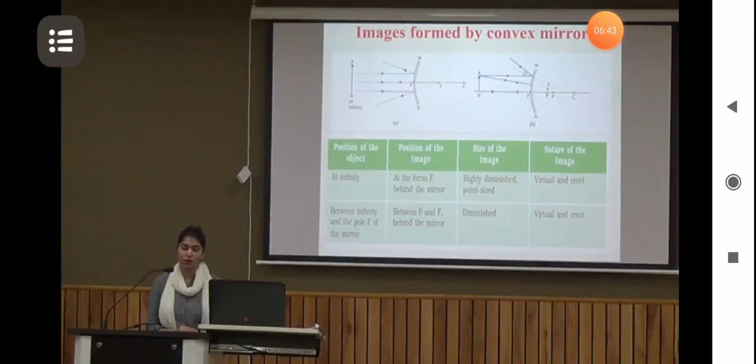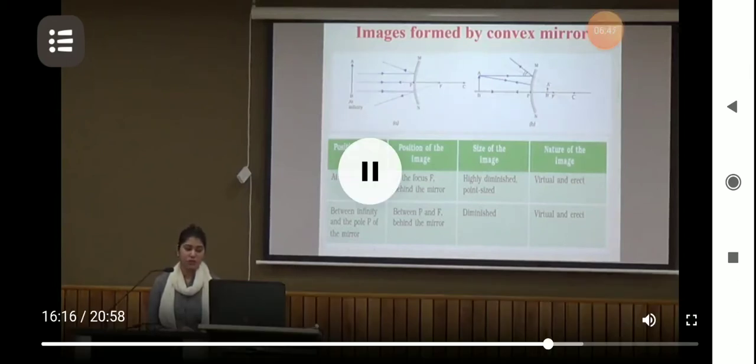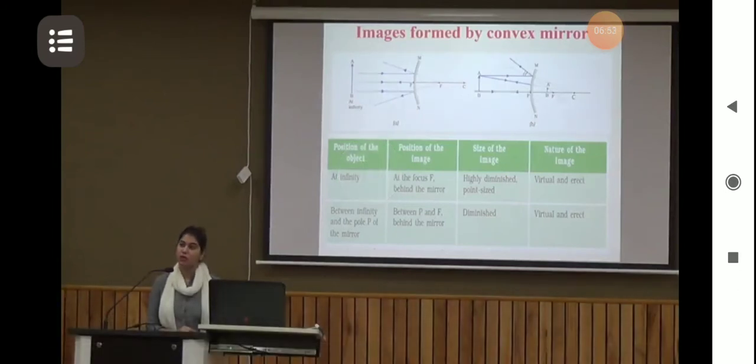The second one is the position of the object is between infinity and the pole. So on applying the rules which we have previously studied, we see that the position of the image is between P and F, which is behind the mirror. Image size is smaller than the size of the object. So that is why we have written that the size of the image is diminished. And since the image is formed above the principal axis, it is virtual and erect. So these are the image formations by a convex mirror.